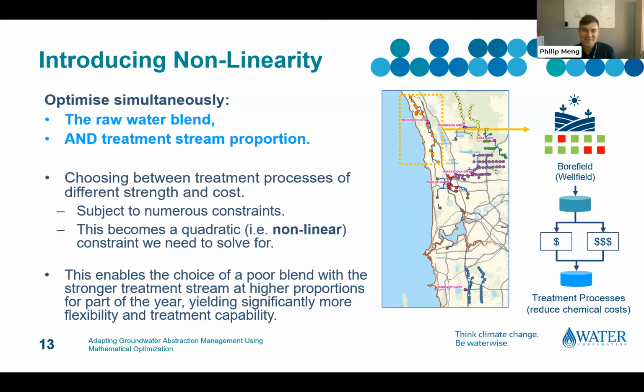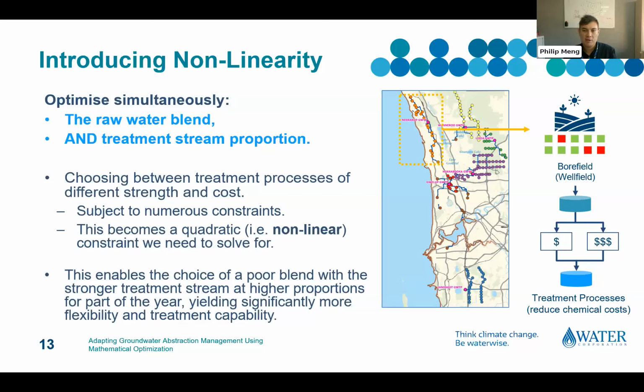The favorite of modelers, non-linearity. Ideally we do not want non-linearity in our model, but we had to make an extension to the model that required non-linear constraints. This was where we simultaneously want to optimize which bores we are activating, as well as how we treat them in a given week. Hopefully that diagram explains, we want to choose which bores and then how to treat them. However, both of them are dependent on each other. That's where the non-linearity comes into it, especially when we consider water quality.